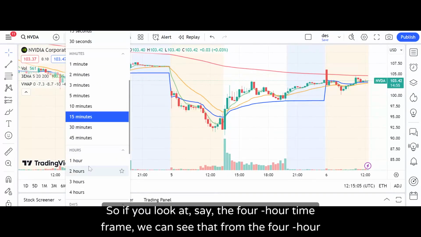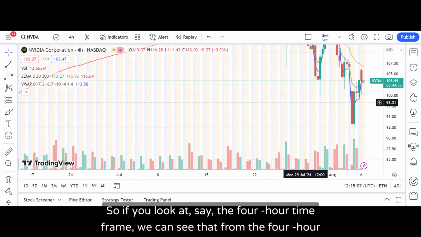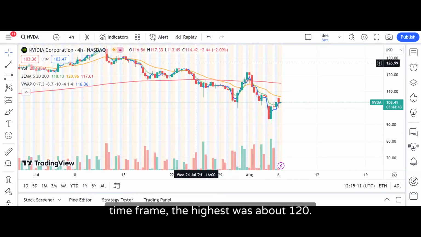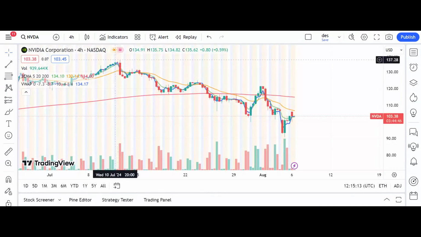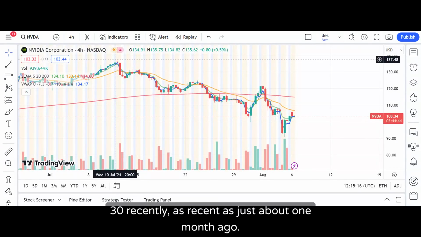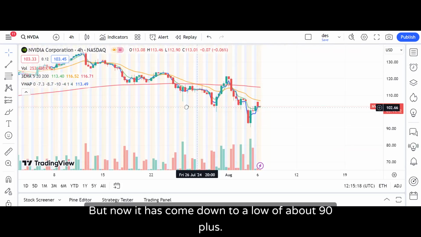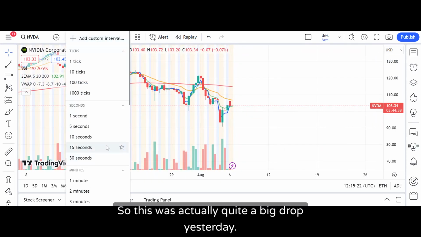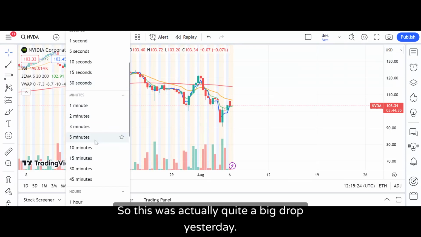So if you look at, say, the 4-hour time frame, we can see that the highest was about 120, 130 recently, as recent as just about 1 month ago. But now it's come down to a low of about 90 plus. So this was actually quite a big drop yesterday.